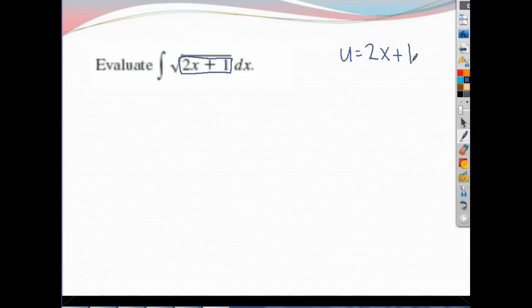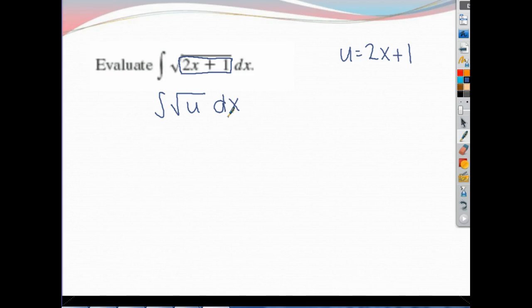Now, I've turned this into the integral of u, but here's that problem. We have the square root of u with dx, and we just said that f of u du is not the same as f of u dx. So I need to create that connection between them. I have to get rid of the dx and make it a du. So you're going to use differentials.